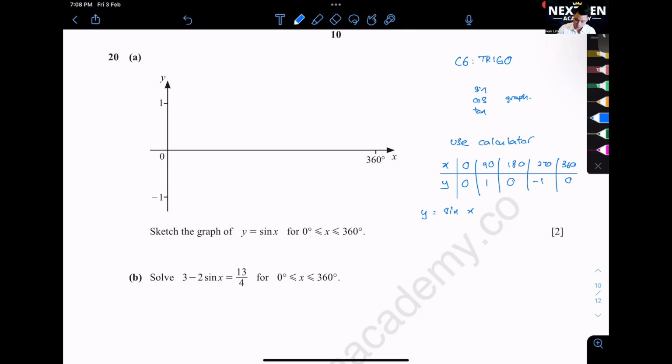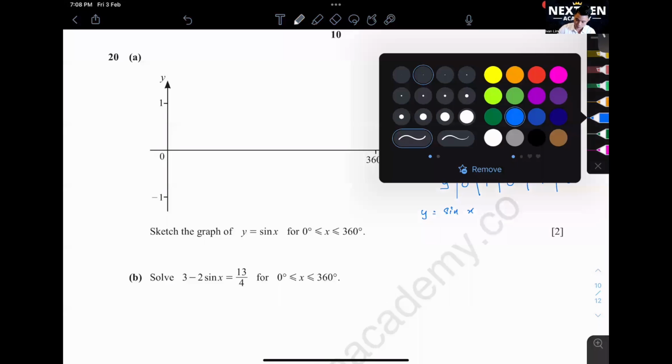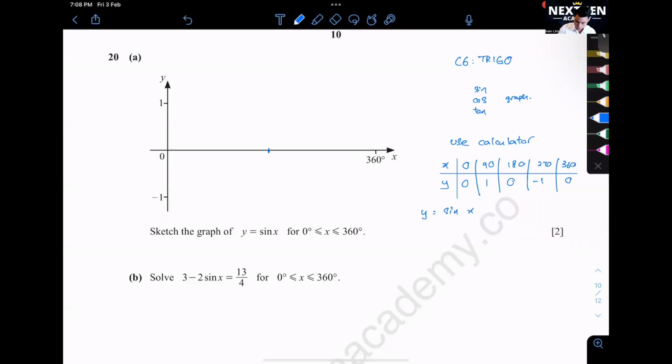Okay, so you can plot it out like this. The few main points are 180, 90, 270, 360. Number one, you have to remember the significant points are all in intervals of 90 degrees first. Then you plot it out: 0, 1, 0, -1, 0.